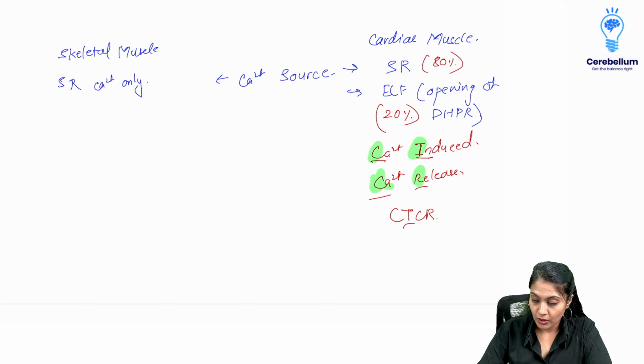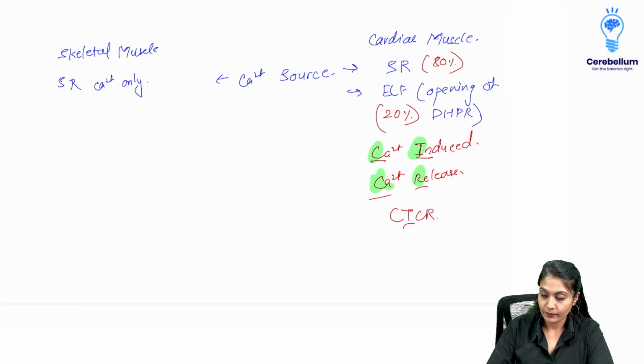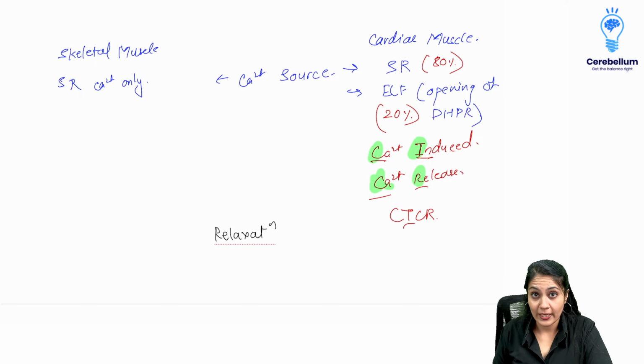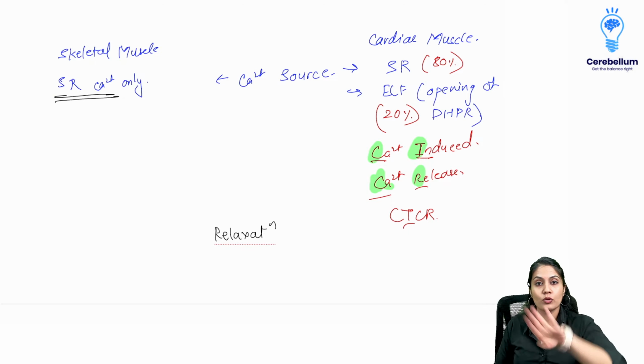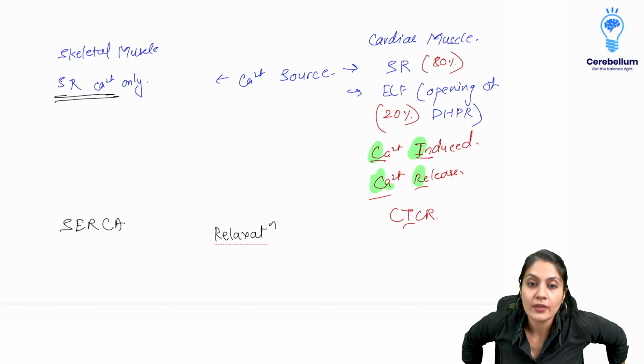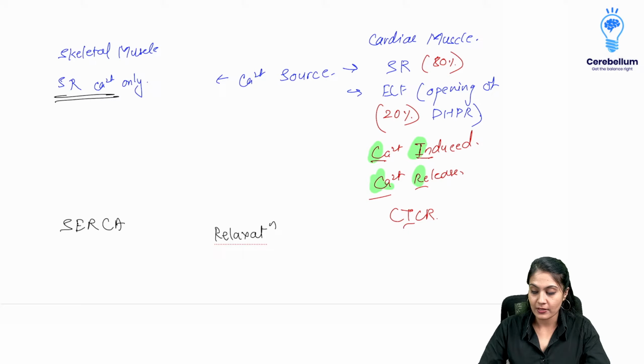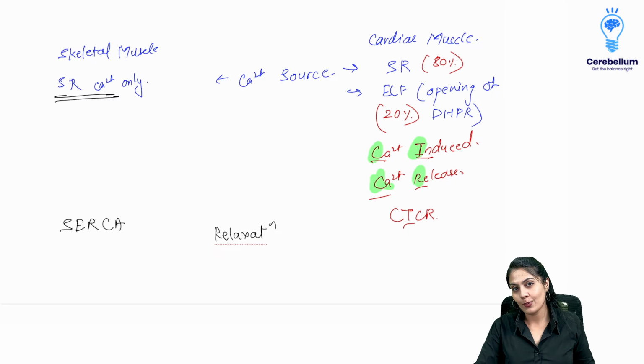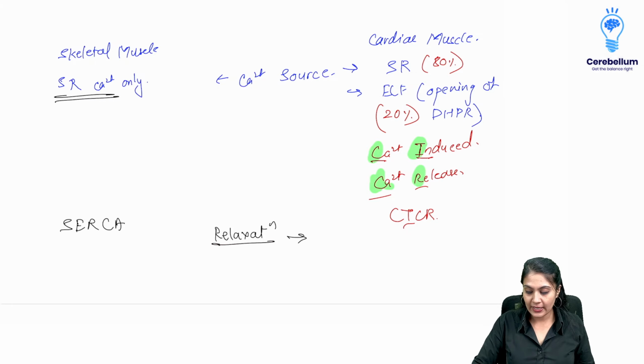Now this is about the contraction, right? What about relaxation? When I need to relax the muscle, I need to send the calcium back into the sarcoplasmic reticulum. How to send the calcium back into the sarcoplasmic reticulum? That is through the SERCA pump. That is an active pump, the sarcoendoplasmic reticulum calcium ATPase. Now there is a little problem. It was fine in the skeletal muscle, but I have two sources in the cardiac muscle. What are those? The sarcoplasmic reticulum and the ECF. So how to send the calcium back? It's very easy. Sarcoplasmic reticulum calcium will be sent back via the SERCA pump.